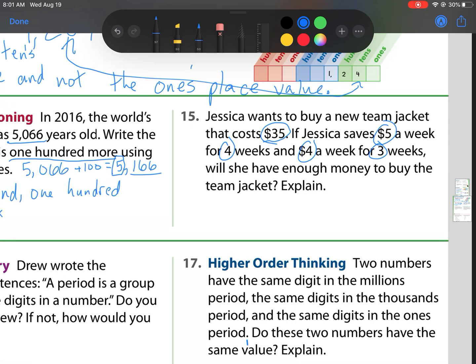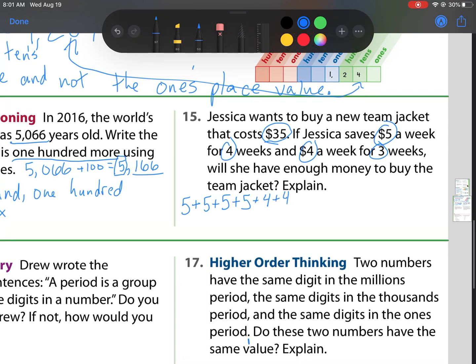Well, what I'm going to do is use my math to check. So she's saving $5 for 4 weeks. So that would be week 1 plus week 2 plus week 3 plus week 4. So there's my 4 weeks, $5. And then she saves $4 a week for 3 weeks. So that's 3 weeks, $4: week 1, week 2, week 3. Does she have enough? Well, let's check.